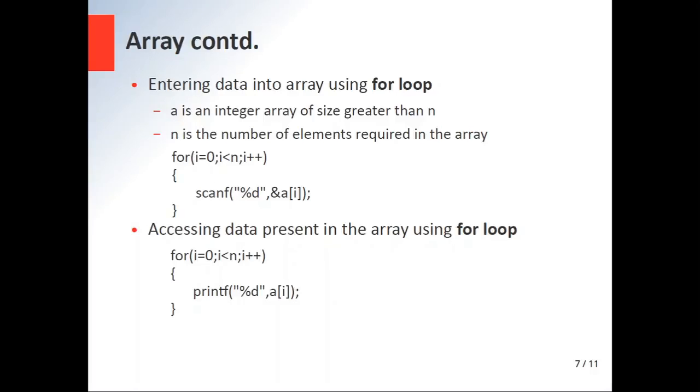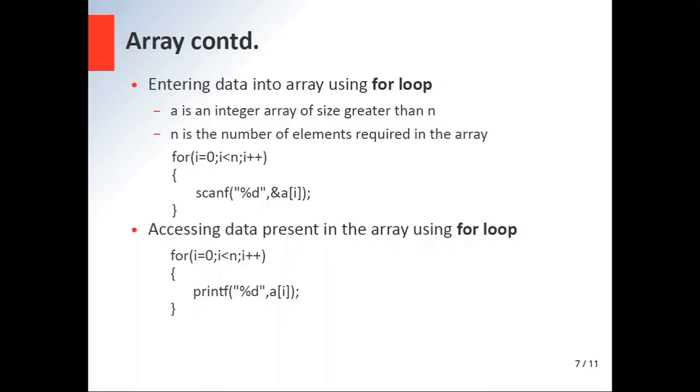In this case, let's assume A is an integer array of some size greater than n, and n is the number of elements required in the array. While declaring the array, we need to specify a size. That would be a reasonable size which is larger than the number of elements you want to keep in the array. So in the for loop, we have a counter I equal to 0.